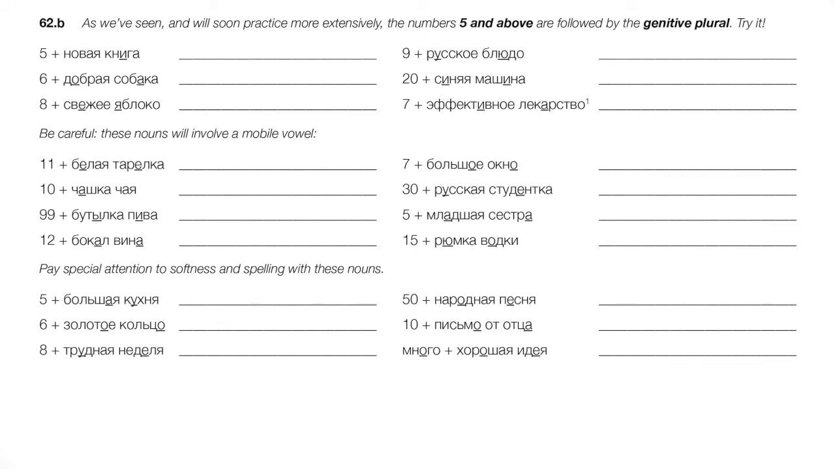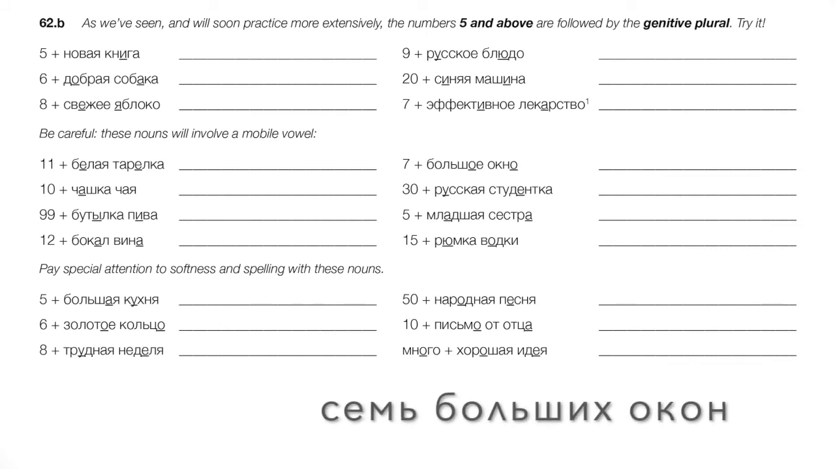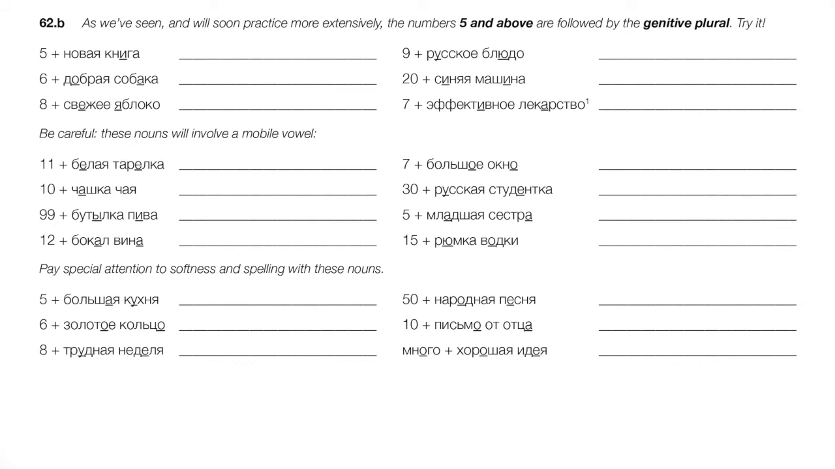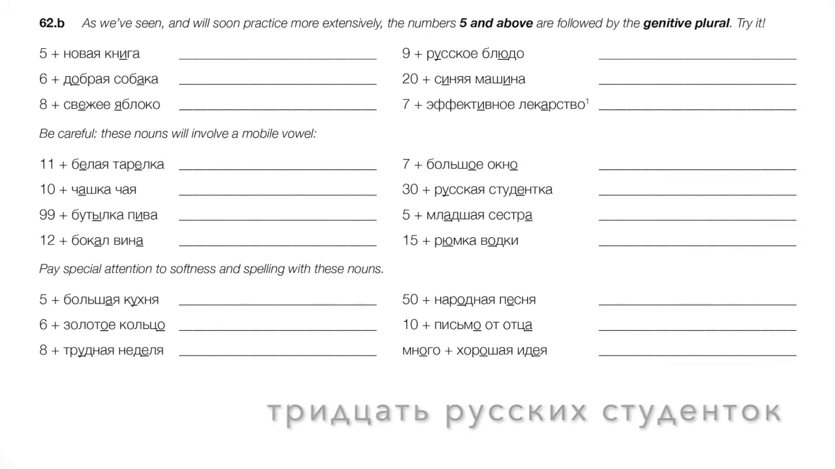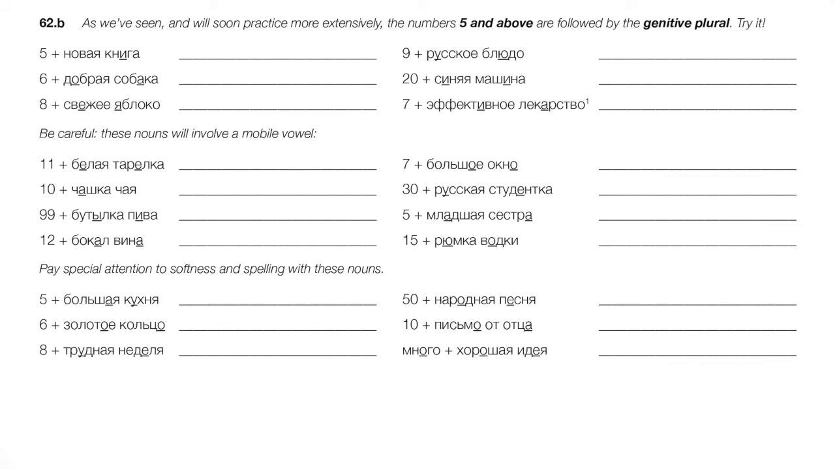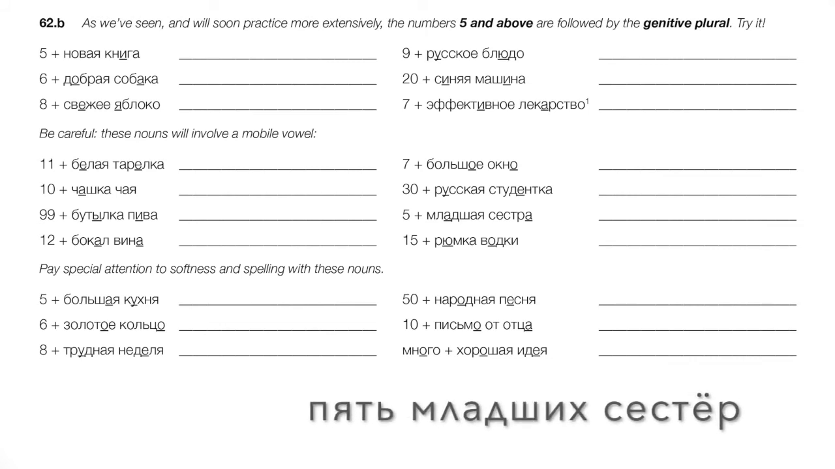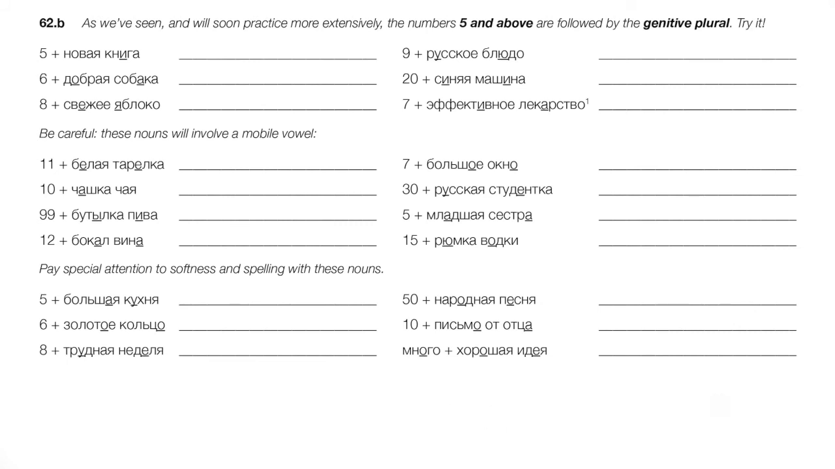Okay, 7 large windows. Семь больших окон, mobile o. 30 Russian students, female students. 30 русских студенток. 5 younger sisters, 5 little sisters. 5 младших сестёр. Okay, so there's the latent yo rearing its head there, and we get сестёр.